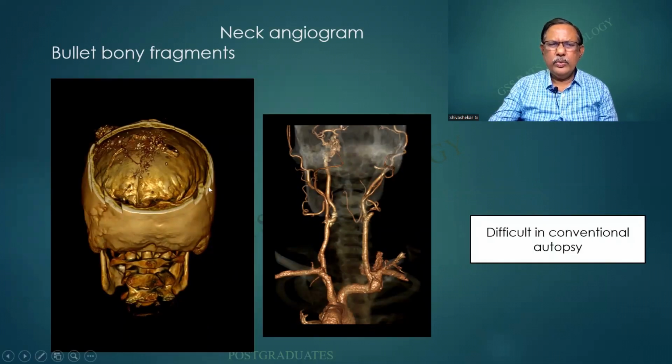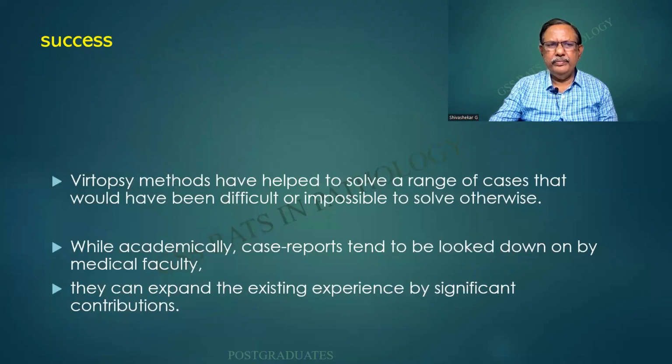So look at this one from the same reference earlier. There are multiple bullet fragments over here, which can be difficult to pick up in a conventional autopsy. And this is, of course, a neck angiogram. Maybe an aneurysm or a clot or a hemorrhage can be identified. So these are the reasons for the success.